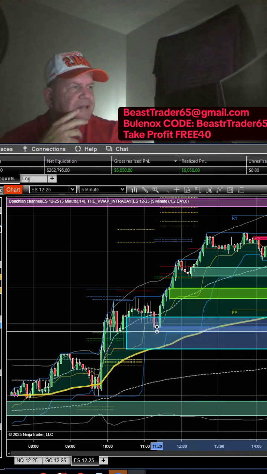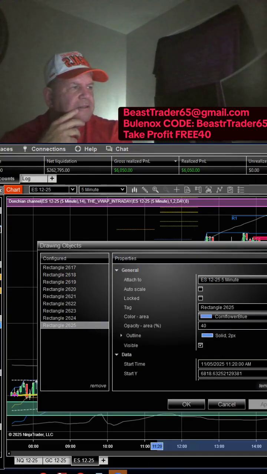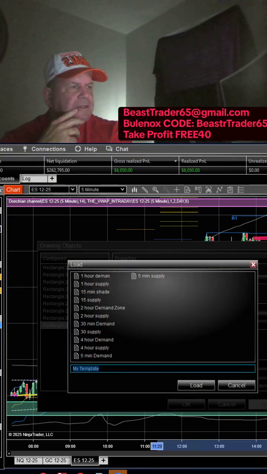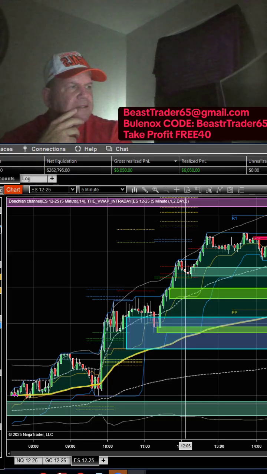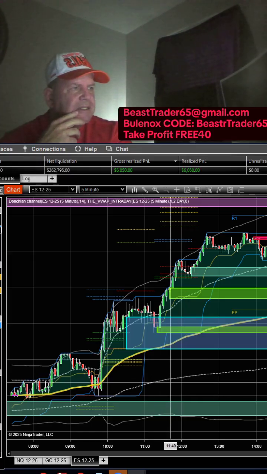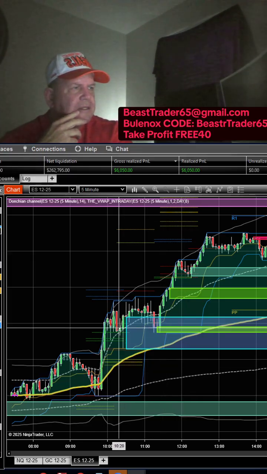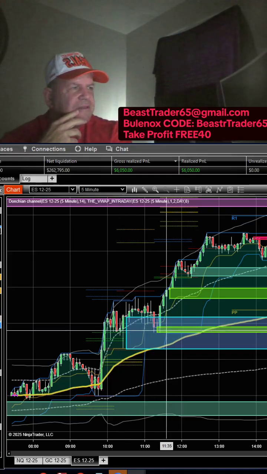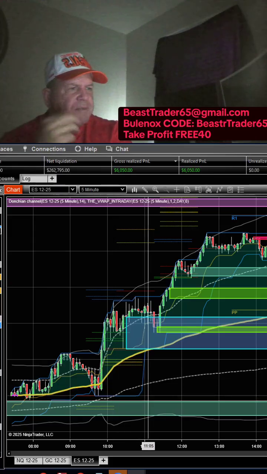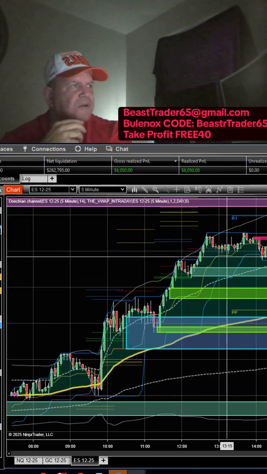Now I don't have any trades I got to worry about, so I can get this done. This is what we're doing. 5-minute demand. There we go. I might use this one, but no, it's right. This one's good enough. And that's pretty much it right there. So this is what I would start trading with right here, guys.